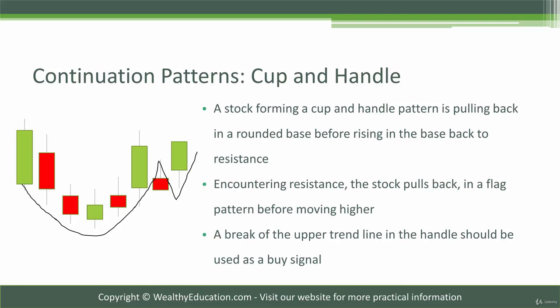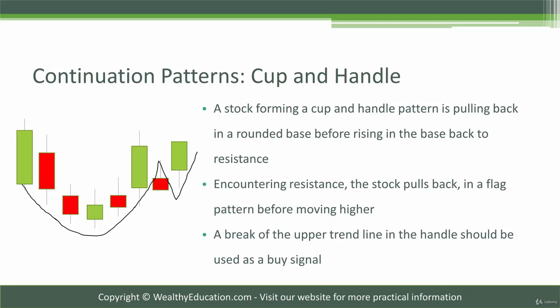So the buyers who purchased there and have been underwater the entire time the cup has been forming are now selling the stock and pressuring it, which causes the handle of the cup, your flag pattern, as the stock moves back down from encountering selling pressure. And then you have a move out of the handle to the upside, which is your buy signal. As a secondary buy signal, you can use the resistance level, which is formed at the lip of the cup.